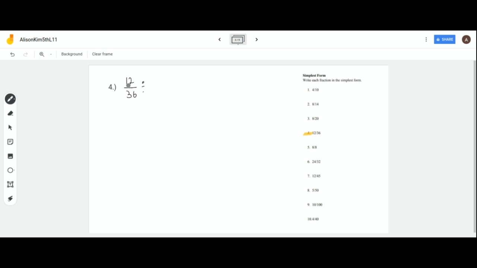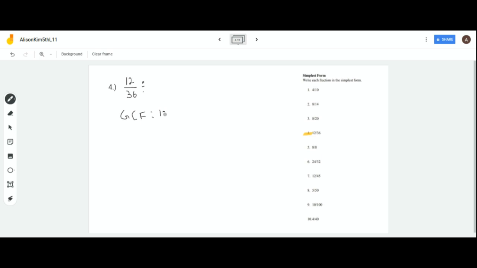So can 1 go into 36? Yes, but it could still be simplified, right? Can 2 go into 36? Yes, it can, but it can still be simplified, right? How about 3? Yes. 4? Yes. 6? Yes. And then you have to skip all the way to 12 once you know the multiples of 36 and 12. So now we get the GCF for this one. Let's write it here. The GCF will be 12. So we put GCF equals 12.